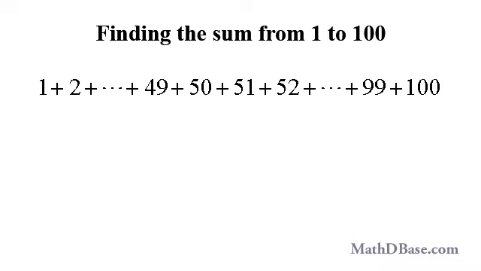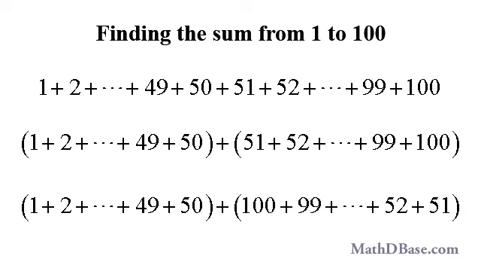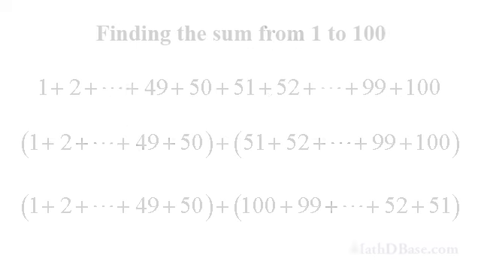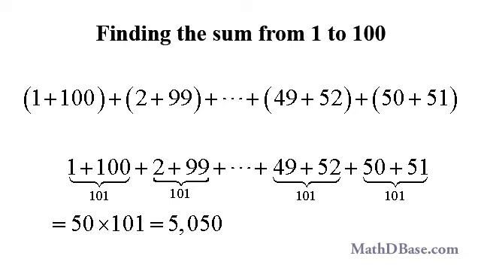To find the sum of the first 100 natural numbers, we have 100 numbers which can be written as two groups of 50. The first from 1 to 50 and the second from 51 to 100. The order of the addends in the second group can be reversed, which can be rearranged and recombined, creating 50 pairs, each with a sum of 101. The total sum is 50 times 101, or 5050.